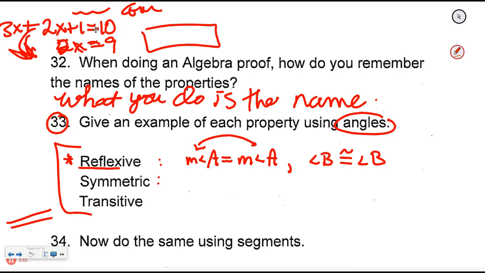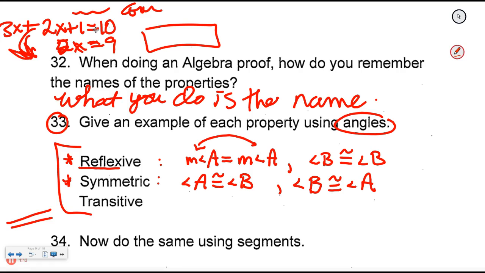Symmetric says that if angle A is congruent to angle B, then on the back of our note card we said you just swap those and use symmetry, that it's the same on both sides. So we just switch the left side with the right side.